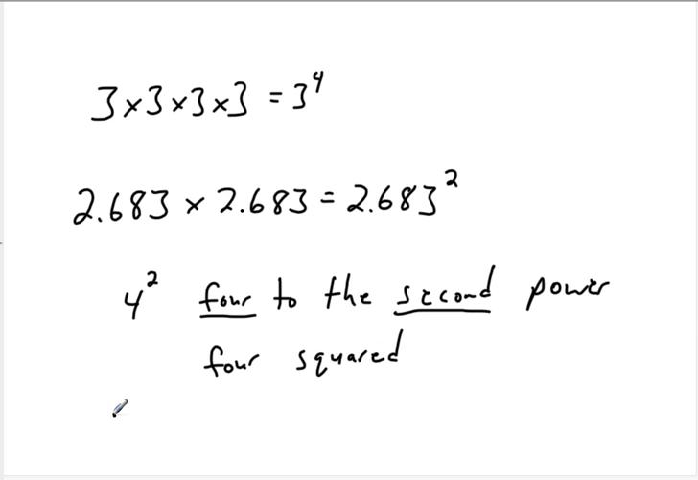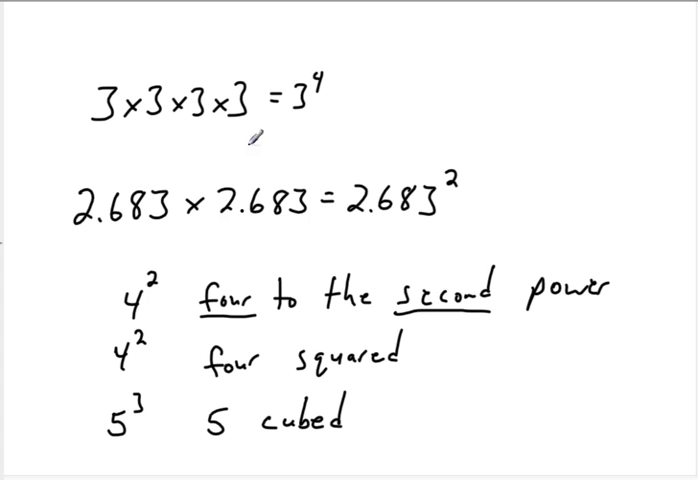If I wrote 5 to the 3rd power, I could say 5 to the 3rd power, or I could say 5 cubed. Okay, so this would be 4 squared, and this would be 5 cubed. And once we get past 3, you just say to the 4th power, to the 5th power, to the 6th power, to the 100th power, to the millionth power, whatever. But for 2 and 3 we use squared and cubed.